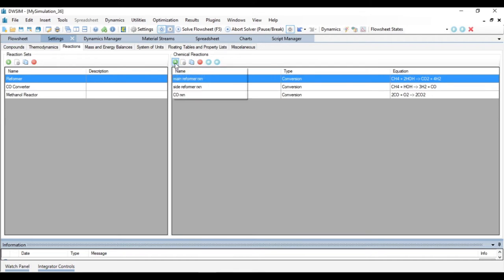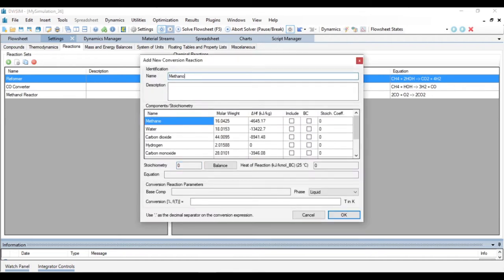So the last chemical reaction is the methanol synthesis. We name this methanol synthesis. Then the components are carbon dioxide, hydrogen, methanol and water. So the base component is carbon dioxide, and the stoichiometric coefficients are negative 1 for carbon dioxide, negative 3 for hydrogen, then 1 for water, 1 also for methanol. So it is balanced. Then the conversion is 55%. The phase is also a mixture.